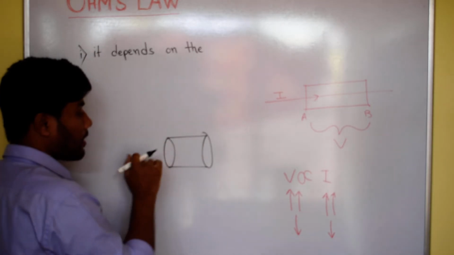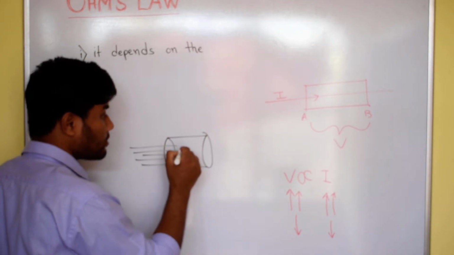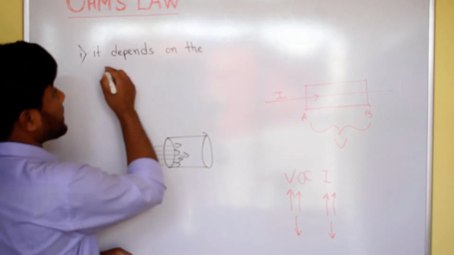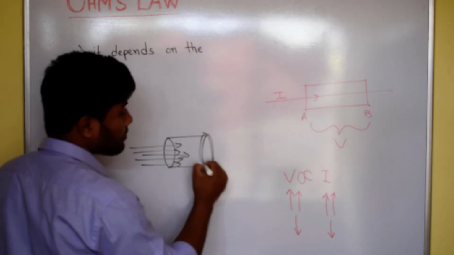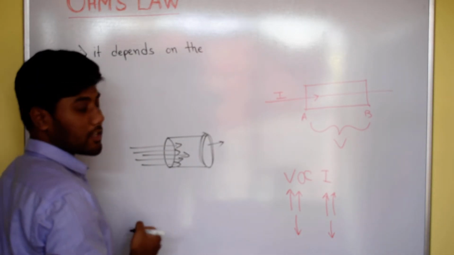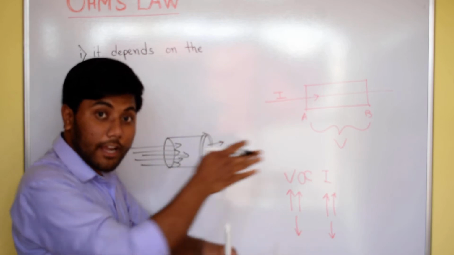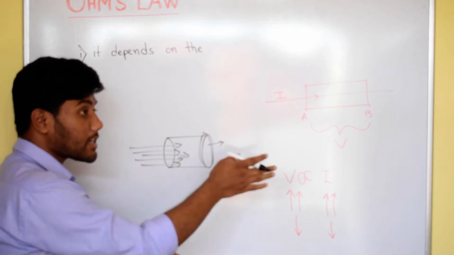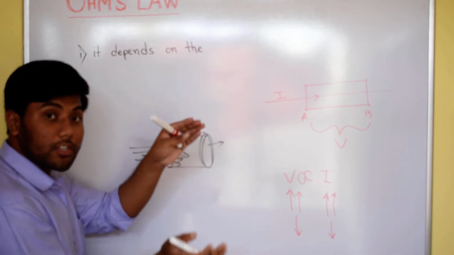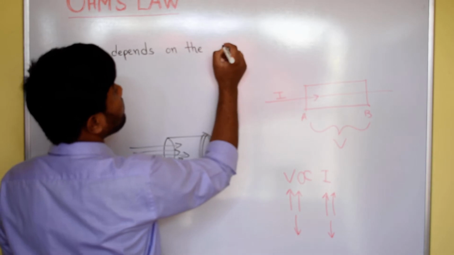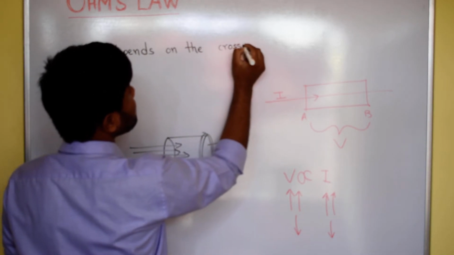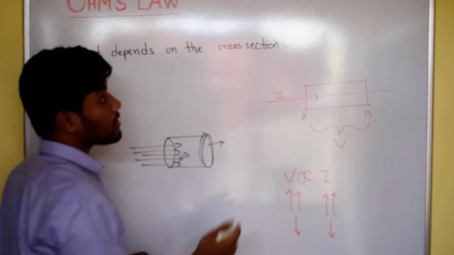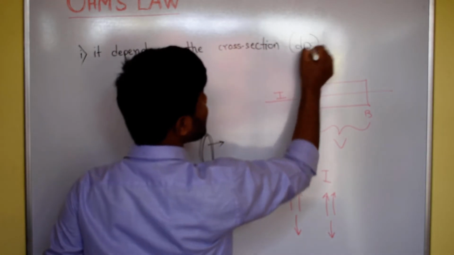If this is a conductor, if this is wide, all right, then a huge amount of current can flow through it. So what will the resistance be? Less. This is known as the cross section area. So if the cross section is more, then it depends upon the cross section: C-R-O-S-S S-E-C-T-I-O-N. And the other thing is directly proportional.